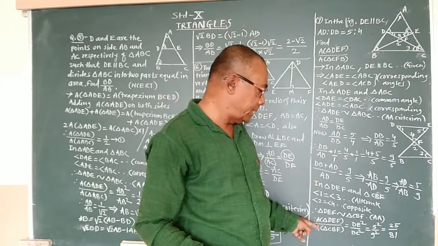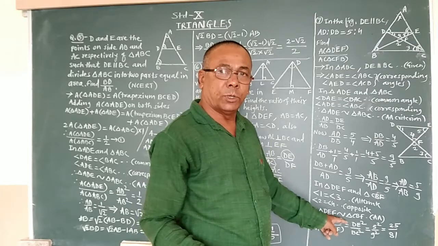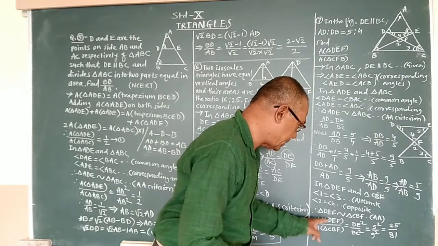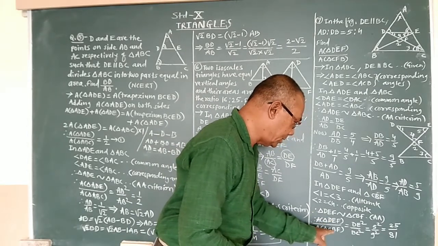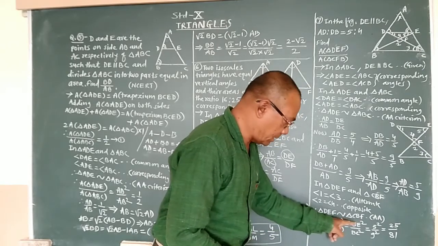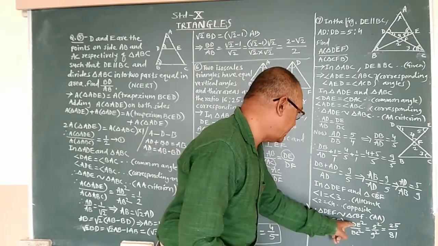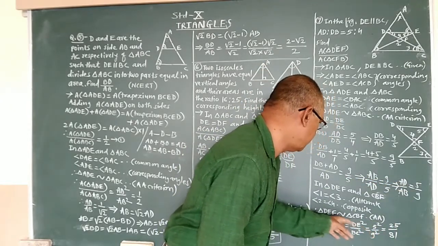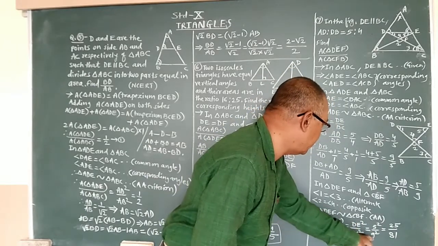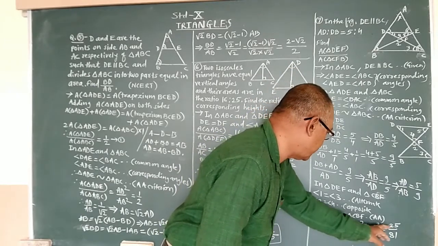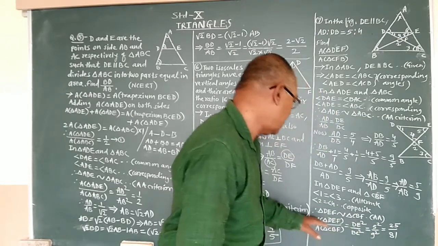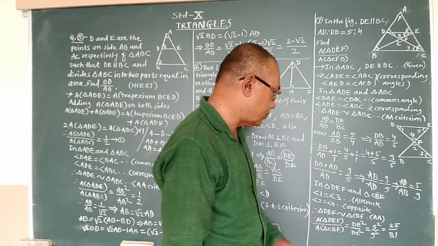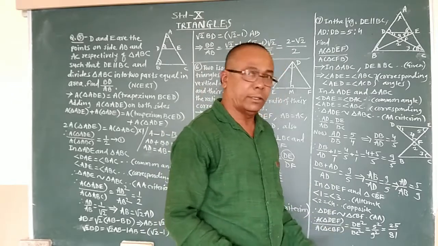And therefore we know that if the two triangles are similar, then the ratio of the areas of the two triangles is equal to the ratio of the square of the corresponding two sides, and therefore area triangle DEF upon area triangle CBF is equal to DE square upon BC square. But we know that DE is 5, and BC is 9, and therefore 5 square is 25 and 9 square is 81, and therefore area triangle DEF upon area triangle CBF is equal to 25 upon 81, and that is our answer.